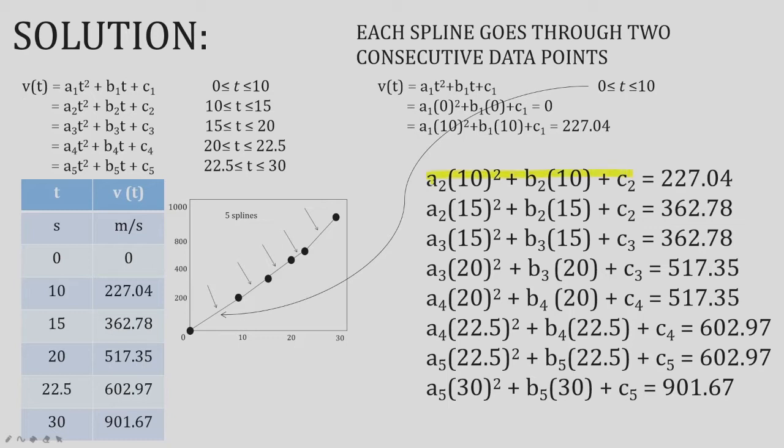This equation right here, these are coming from this spline, no? And then same also this one. So we just plug in the variables: 22.5, 22.5, and 30.